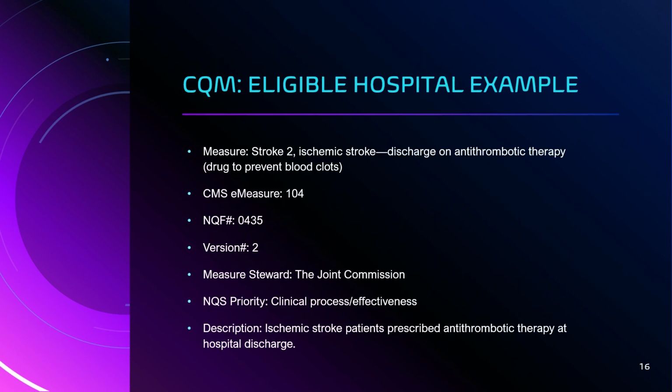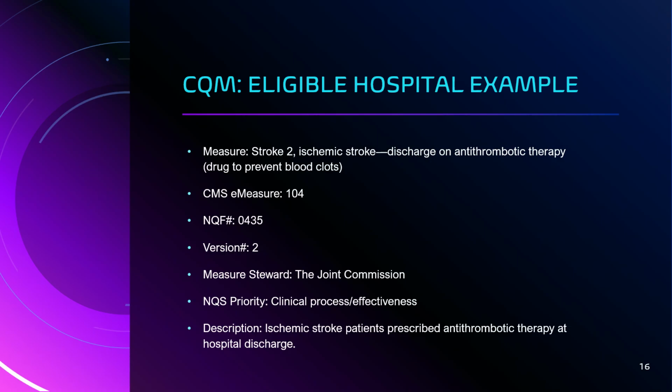Hospital quality measure example. Now let's look at an example of a quality measure for eligible hospitals. This one focuses on patients with ischemic stroke. That's when a blood clot blocks blood flow to the brain. The specific measure looks at whether stroke patients are prescribed antithrombotic therapy at discharge. In plain terms, this means did the patient leave the hospital with medication to help prevent future blood clots?